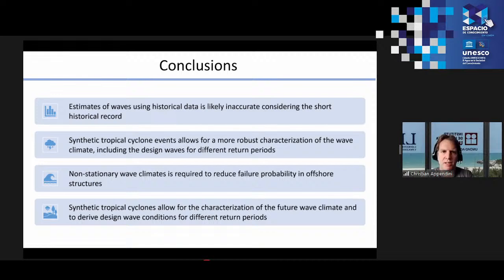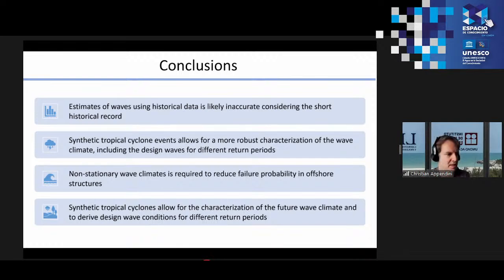So the synthetic tropical cyclones can allow for a more robust characterization of the wave climate, including the design waves for different return periods. As we shift to a global warming scenario, we should be using non-stationary wave climates to reduce the probability of failure of structures. And synthetic tropical cyclones are a way that we can do it.